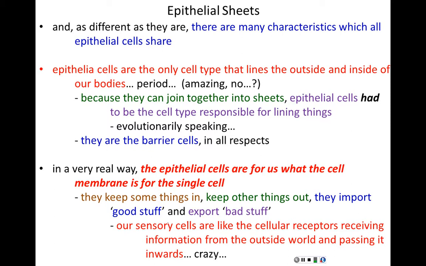Our sensory cells, I just told you, are epithelial cells. And you can think of those epithelial cells like the cellular receptors on a cell membrane. Cellular receptors on a cell membrane hear the information coming to the cell from the exterior environment, from the outside world. And that's exactly what our sensory cells do. Hear and receive outside information and pass it inwards. It's crazy. It's freaky in a way how the gross, large organization of us as an organism recapitulates and mirrors the individual, unique organization of a single cell. Maybe there's something there.